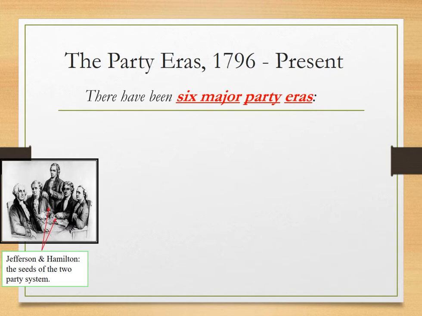So let's think about these eras. There have been six major party eras in the United States. I'm showing you here a picture of George Washington's first cabinet, and actually, I wonder if Thomas Jefferson is missing from this picture. I think Thomas Jefferson is standing, but I'm relying on an artist's interpretation of what Jefferson looked like.